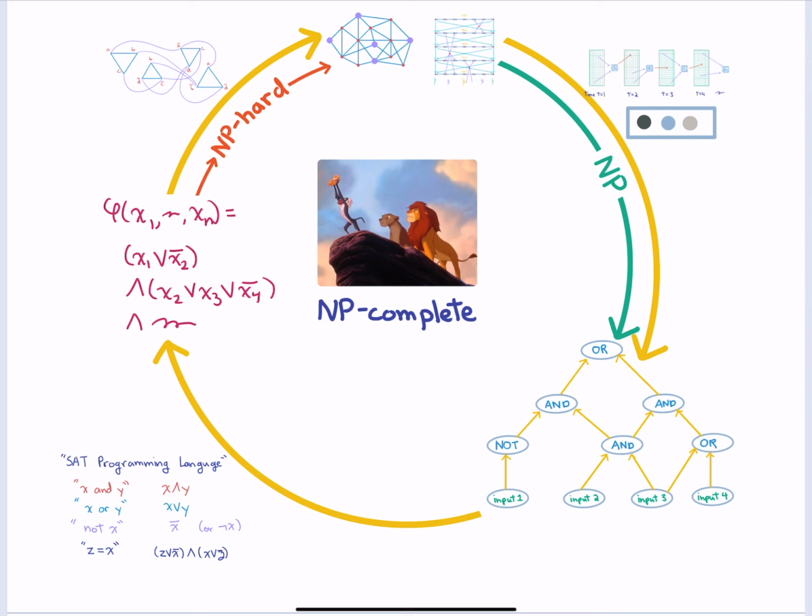A problem is NP hard if it can solve any other problem in NP. Circuit SAT is NP hard, because we know that any problem in NP, which is to say any search problem, can be solved by circuit SAT.